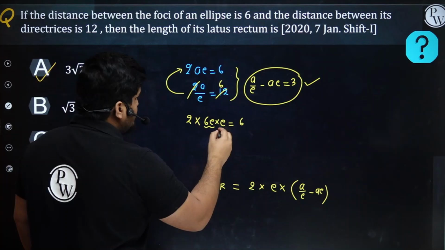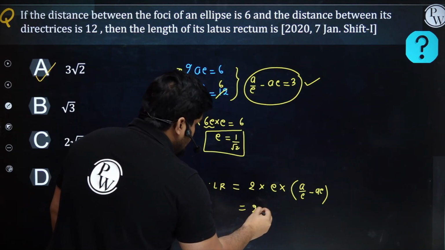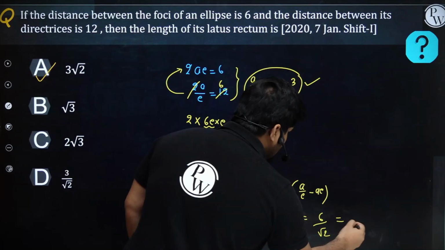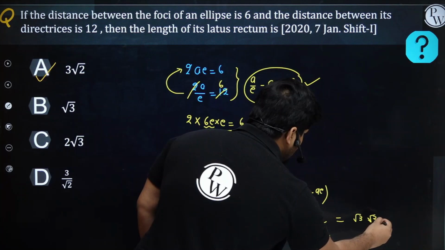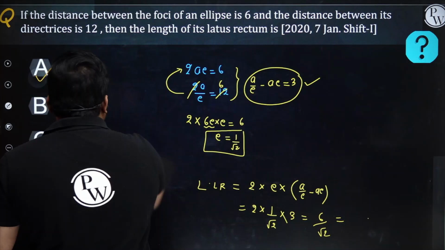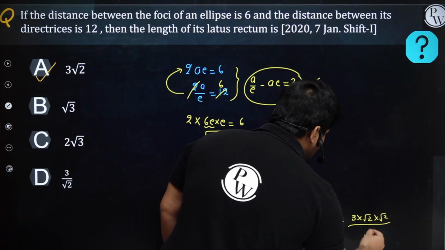That's all we need. So 2 into eccentricity 1 by root 2 into this distance 3 will be 6 upon root 2. So 6 upon root 2, if you calculate, we can write 6 as 3 into root 2 into root 2. Divide by root 2. You cancel it. So 3 root 2 will be your answer.